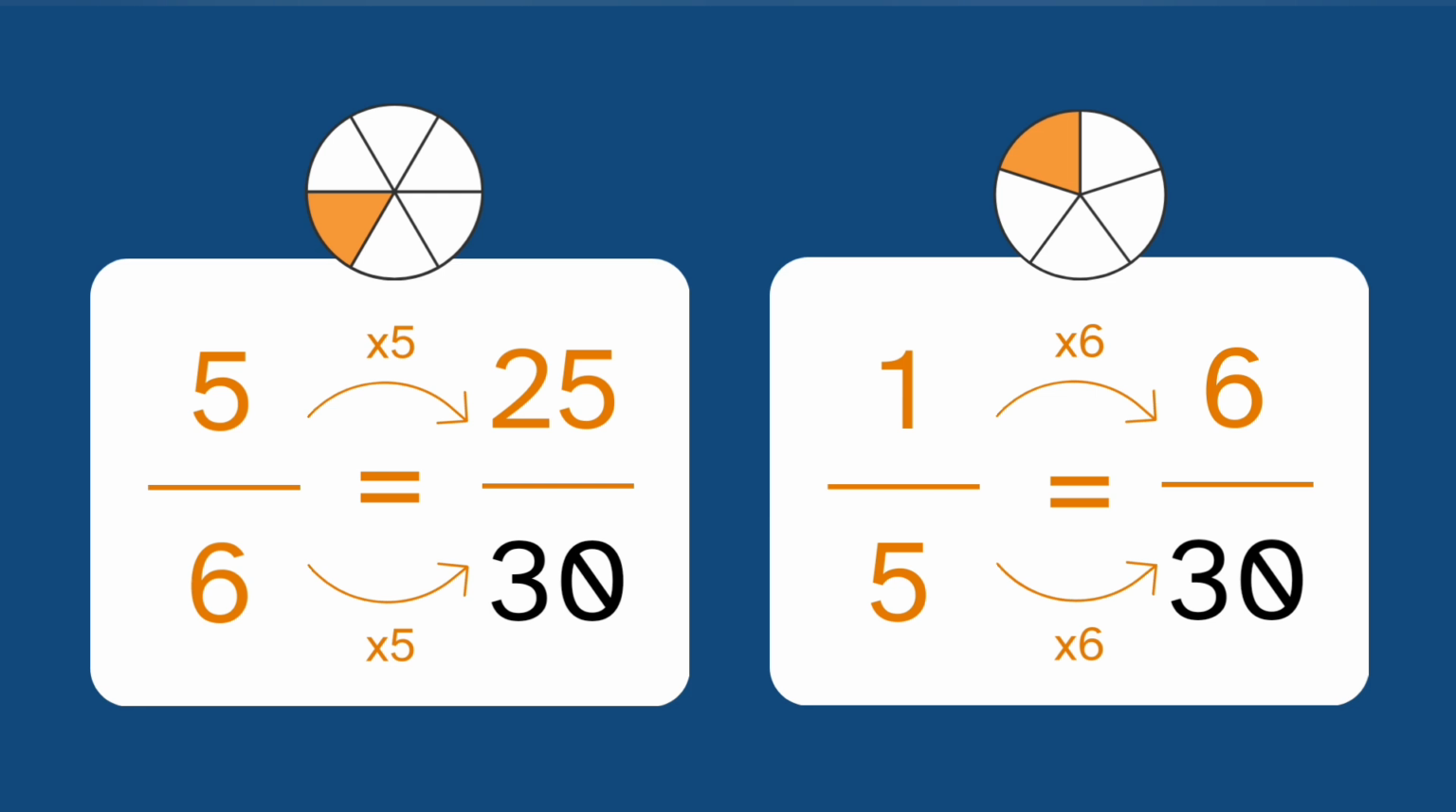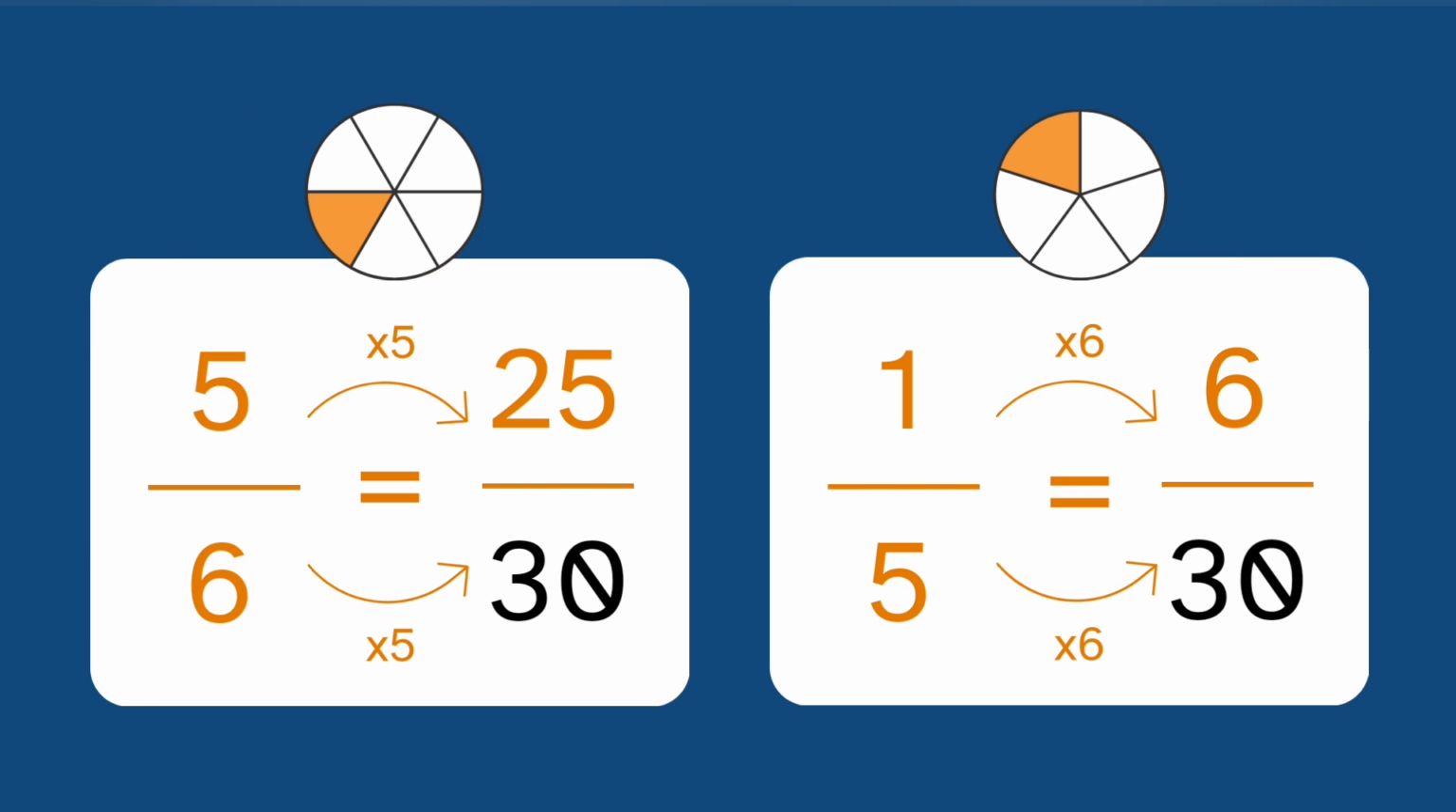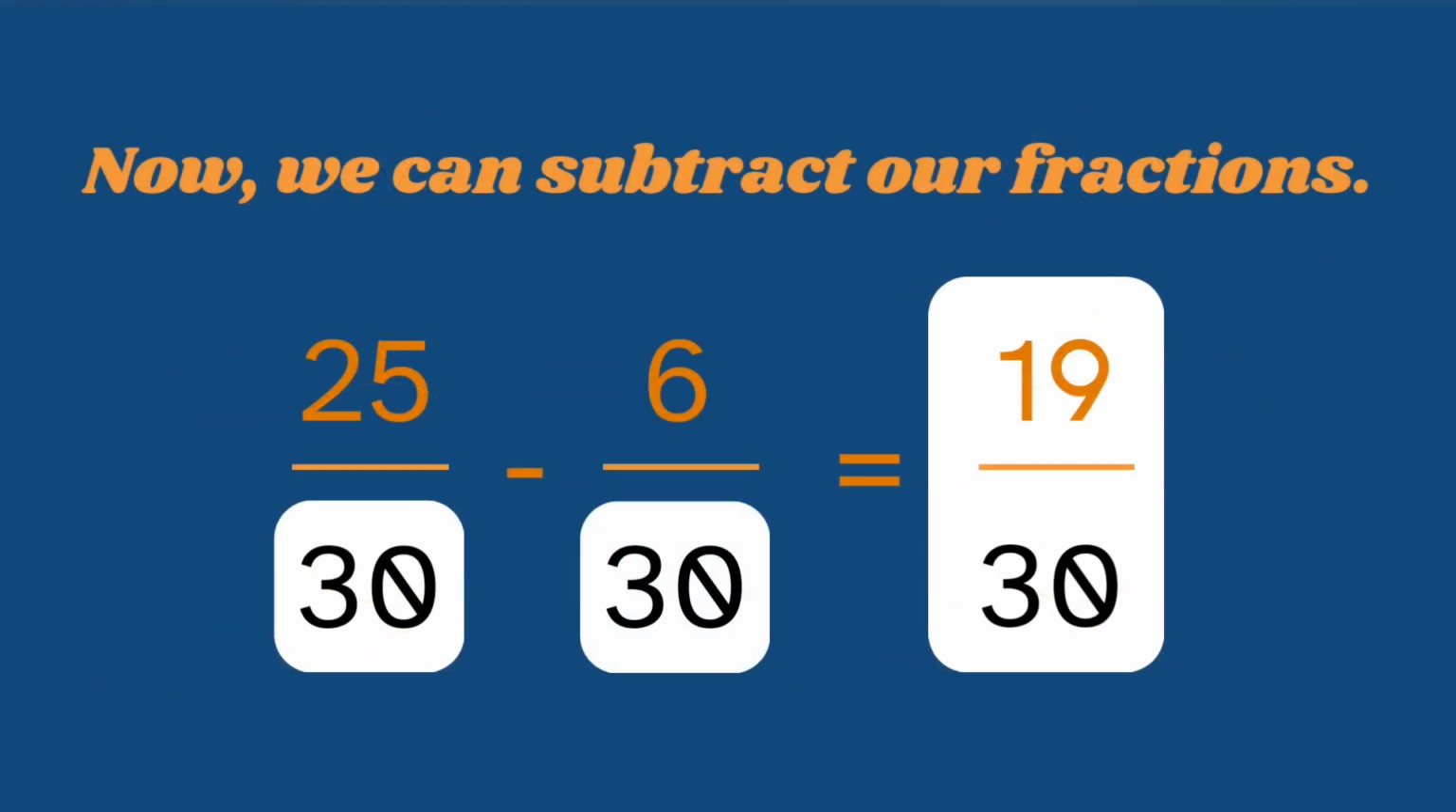Here you can see 5 is the factor, and we are multiplying 6 with 5 to get 30 and 5 with 5 to get 25. So the fraction is 25 by 30. And in the next one, here you can see 1 by 5. So we have to multiply 5 with 6. If we multiply the denominator 5 with 6, then we have to multiply the numerator by the same number also. Here the second fraction is 6 by 30.